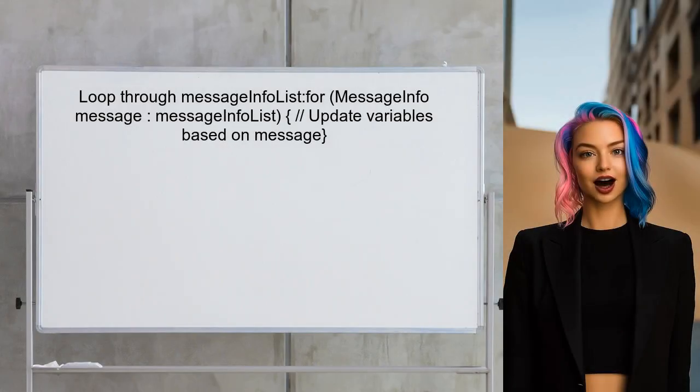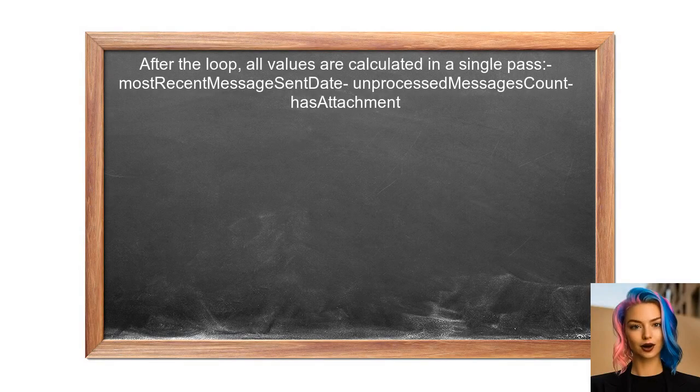Next, the user should loop through the message info list. Inside the loop, they can update each variable based on the current message being processed. Finally, after the loop, the user will have all the required values calculated in a single pass. This approach enhances performance while keeping the code readable.